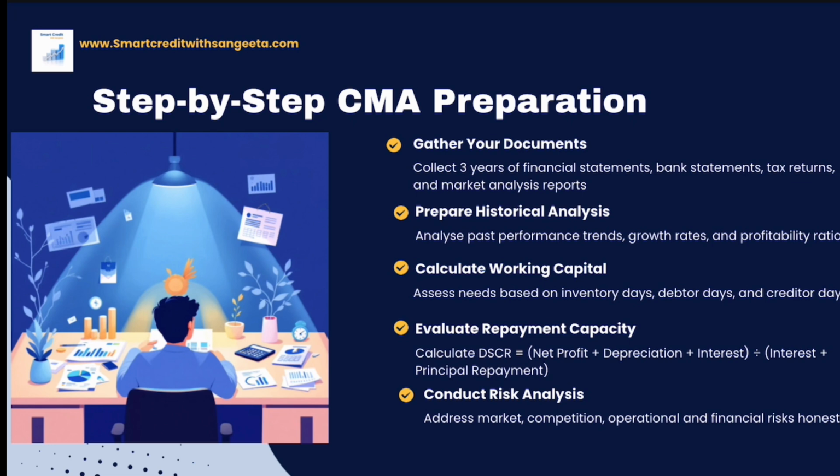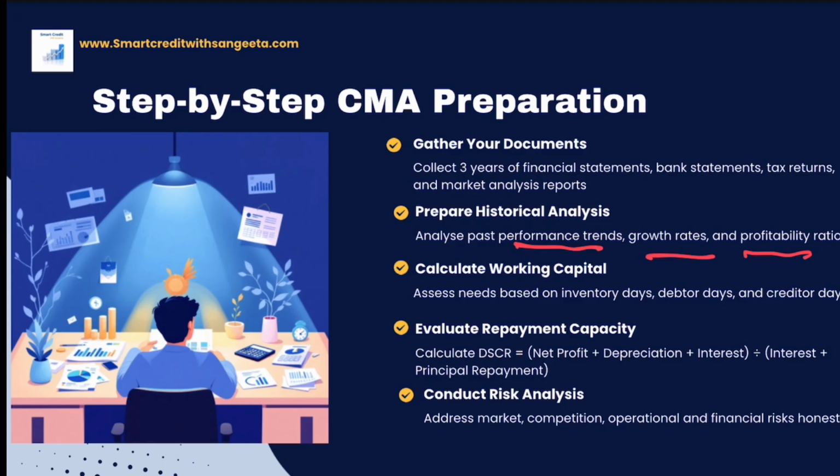Let's go to step by step CMA preparation. The first step is to gather your documents. In this you will collect the last 3 financial year statements, bank statements, tax returns, and market analysis report. Second step is to prepare historical analysis. Analyze your past performance trend, growth rates, and profitability ratios.